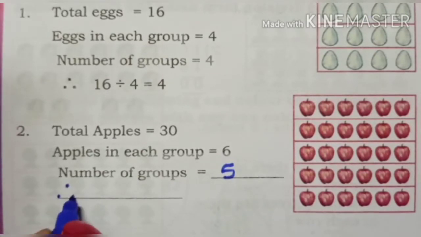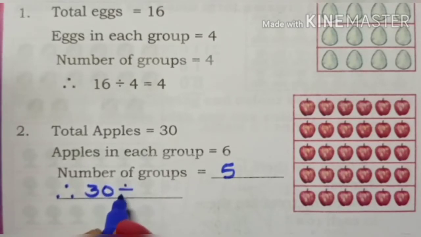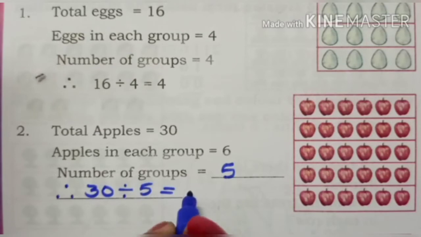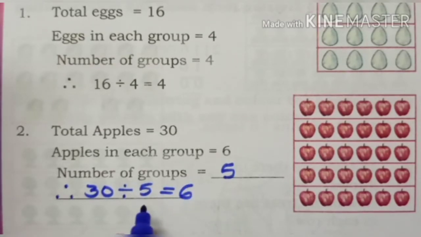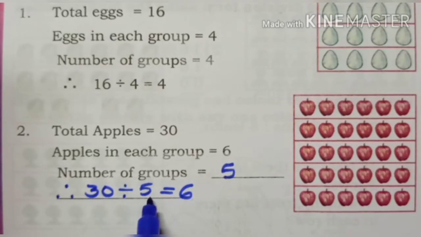Therefore, 30 divided by 5 is equal to 6. If we interchange the quotient and divisor, there will be coming the dividend itself. 30 divided by 6 is equal to 5.